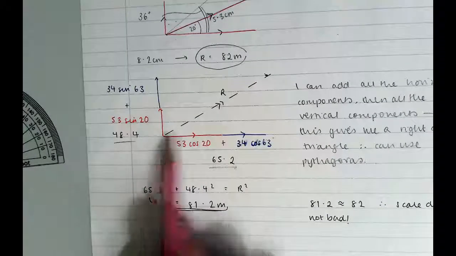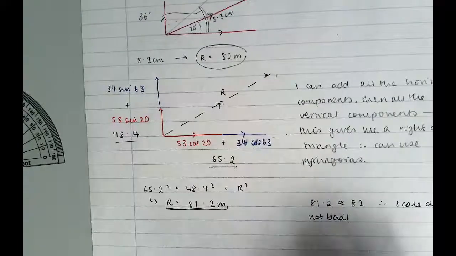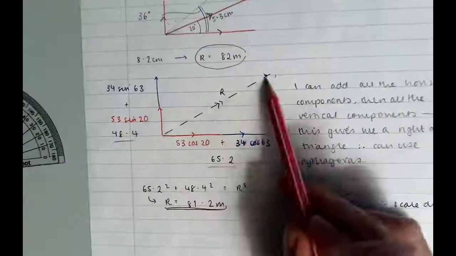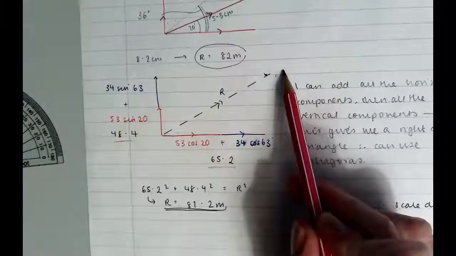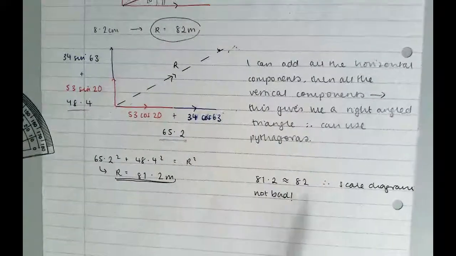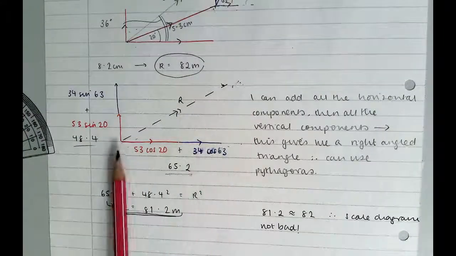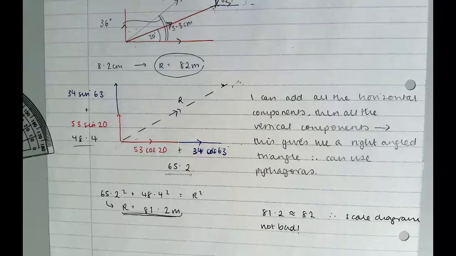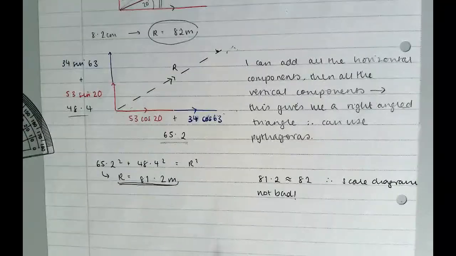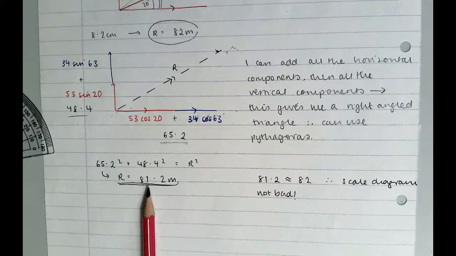Now what I have, basically, is a right-angled triangle. I've got a 65.2 horizontally plus a 48.4 vertically. To close that triangle, my resultant is going to be this line, which hopefully you can see is the same as this one. So I'm going to just say that 65.2 squared plus 48.4 squared is r squared, just from Pythagoras. And when I sub that all in to my calculator and rearrange for r, I get 81.2 meters.